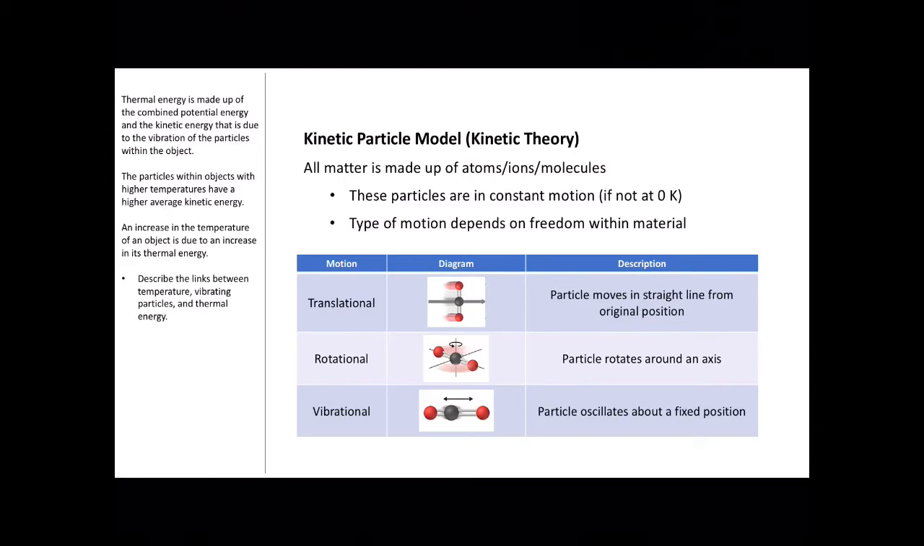translational, and that is talking about when a particle moves in a straight line from its original position. There's rotational motion, so the particle rotates around an axis. It doesn't necessarily have to be in the centre like in this diagram, but it's rotating around an axis somewhere along its body. And then there's vibrational, so that's when a particle oscillates about a fixed position, and there's a few different types of vibrational motion, like it could be symmetric, asymmetric, but it's when the particle is oscillating.